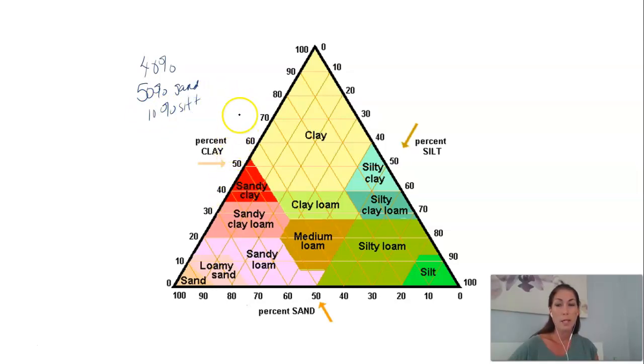I'm going to find here on the clay side, I'm going to use this side, I'm going to find 40, and I know I'm going to have to go across. On my silt side, I'm going to find my 10, and I'm going to follow that line down. And on my sand side, I'm going to use 50, and I'm going to follow it up. So there's just one spot on this triangle where all three of these lines meet, and that's right there in sandy clay. So we'll get some more practice with this, but you'll be able to take a look at a soil sample, and based on its clay, silt, and sand components, we'll be able to come up with a name for it.